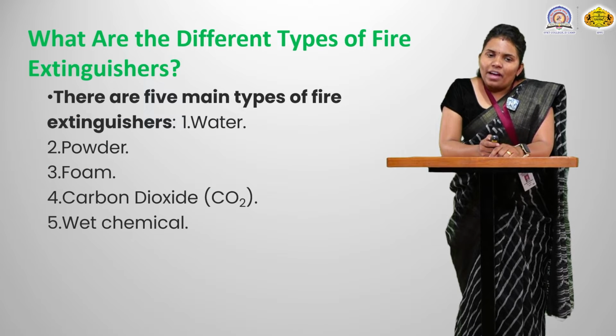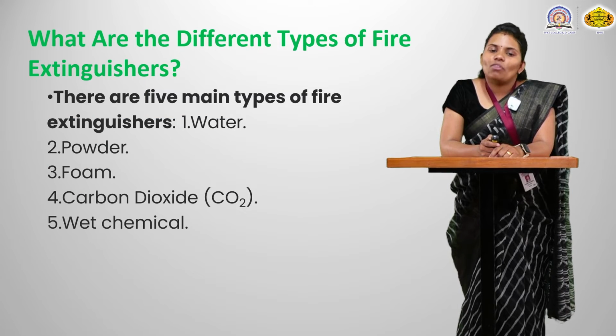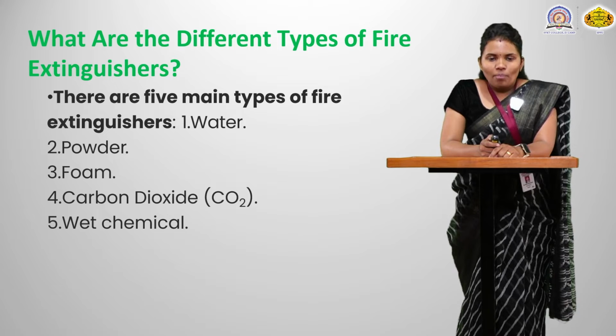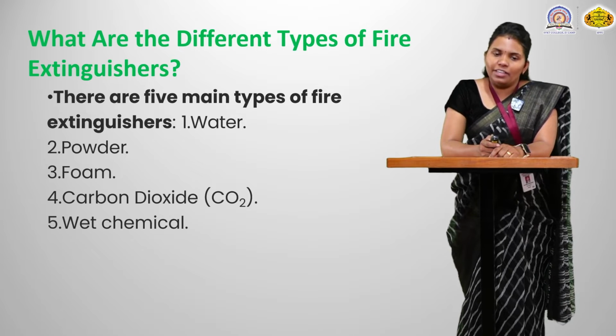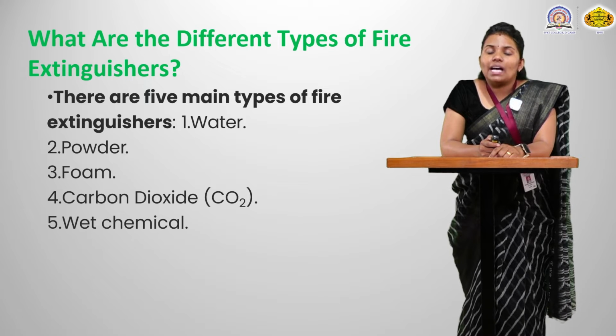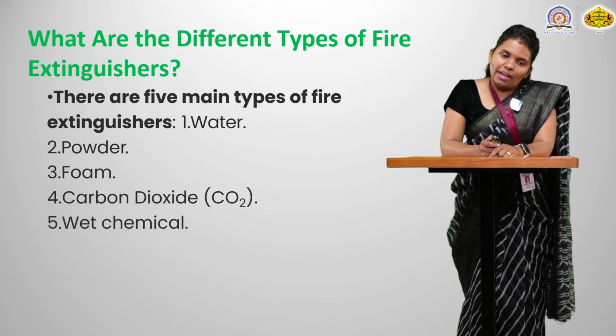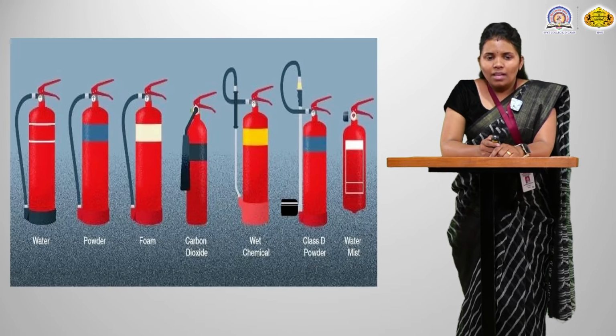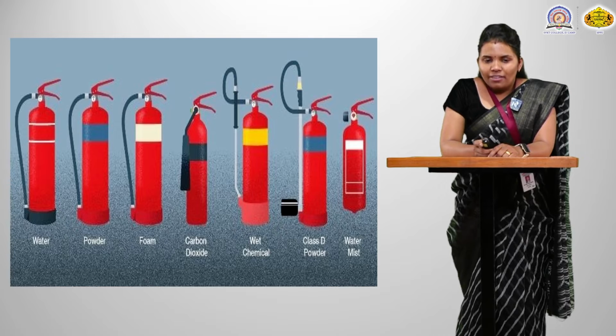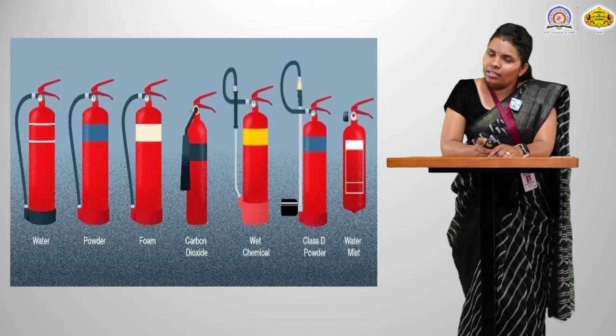What are the different types of fire extinguisher? Water, powder, foam, carbon dioxide and wet chemical fire extinguishers. So these are the main 5 types of fire extinguisher. Again, the first is a water fire extinguisher, next is powder, third is foam based, fourth is carbon dioxide and fifth is wet chemical. You can see here the pictorial diagram for the water fire extinguisher, how it appears: powder extinguisher, foam, carbon dioxide, wet chemical, class D powder and water mist.